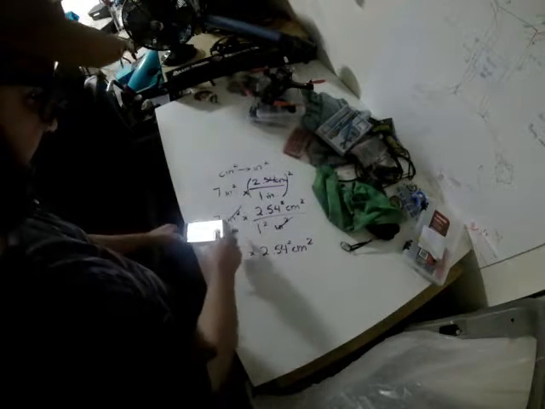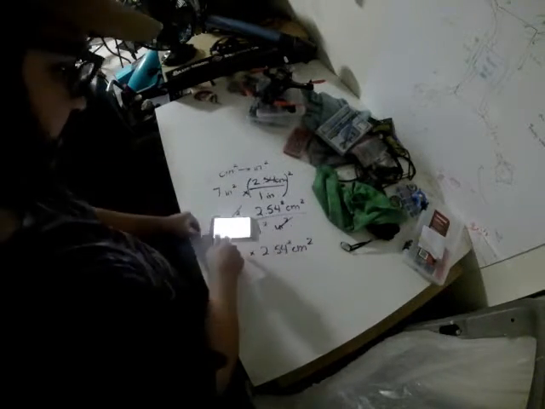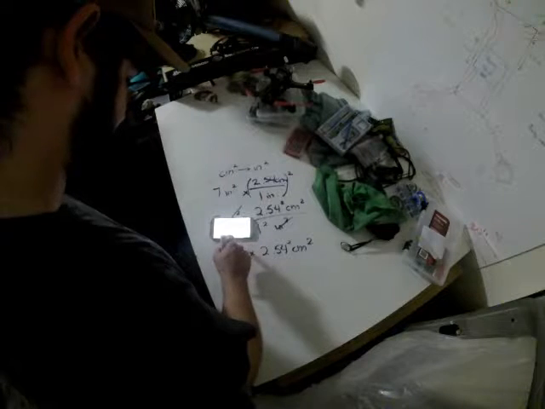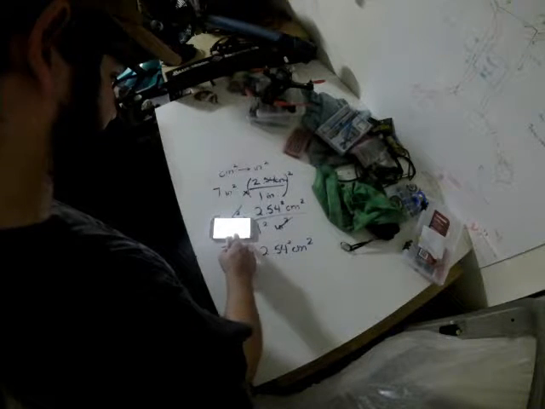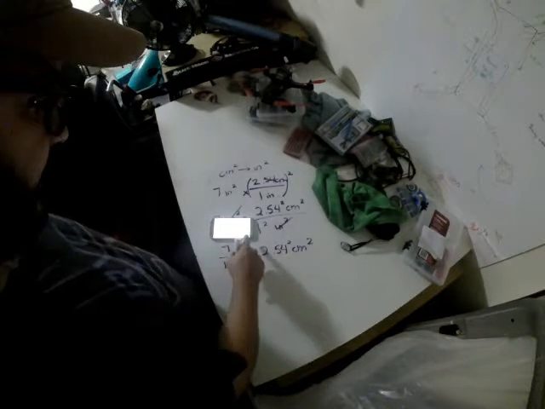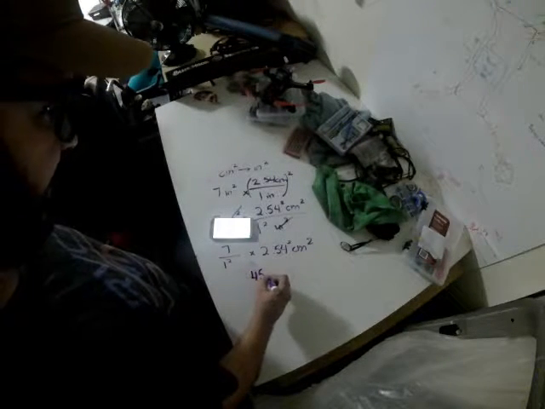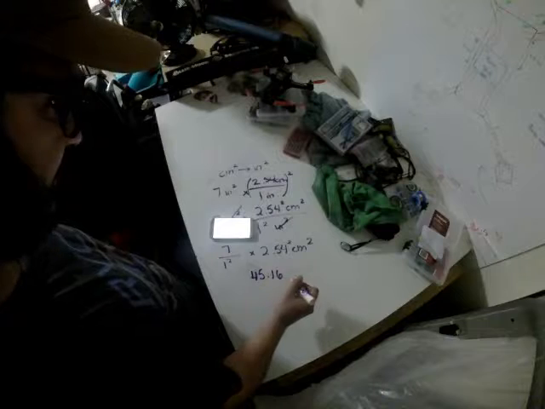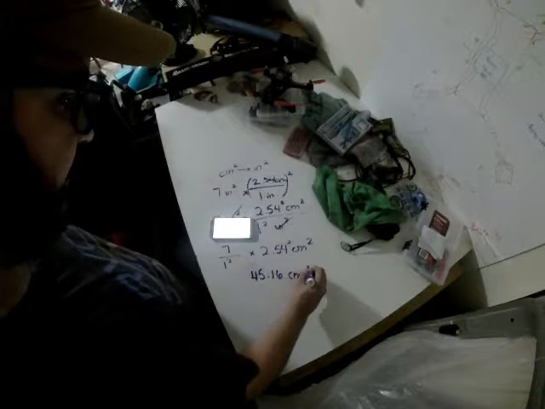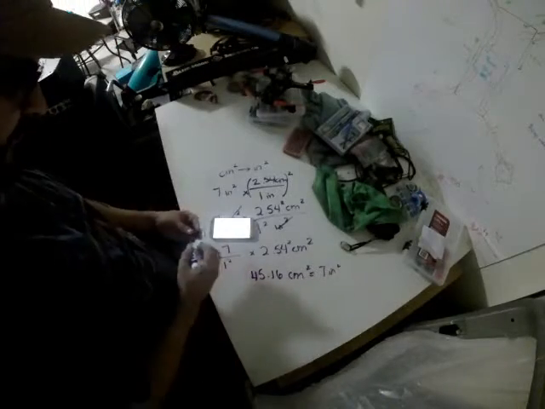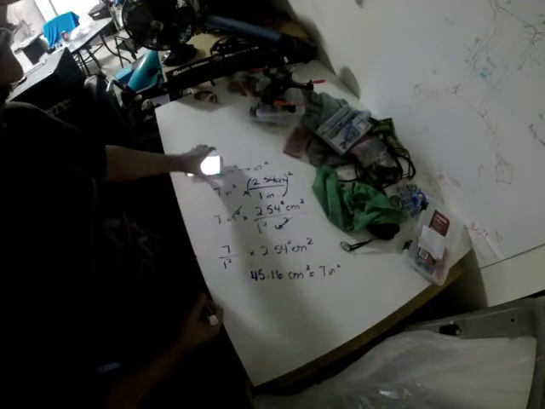Okay? Plugging these values into our calculator, we end up getting 7 times 2.54 squared. And that is going to give us a final answer of 45.16 square centimeters is equivalent to 7 square inches. And that's the whole meaning of that problem. So just take a quick look at what we did.